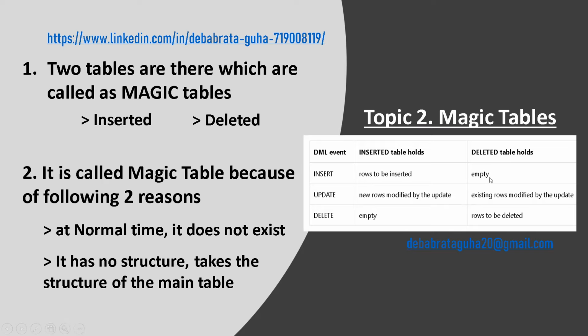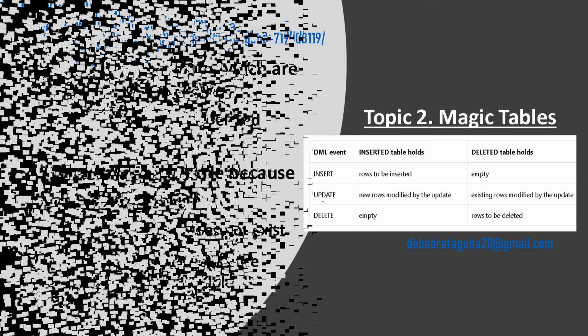Deleted table will be empty. For update, the inserted table will hold the new rows, and the deleted table will hold the old rows, the existing rows that are modified. In case of delete, the inserted table will be empty and the deleted table will be holding the records or rows to be deleted. So that is what a magic table is, or it can be called a virtual table as well. If it is not clear, let me know.